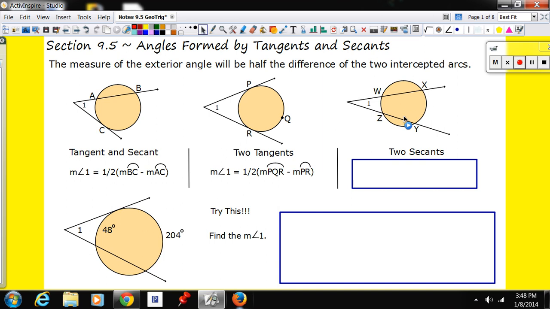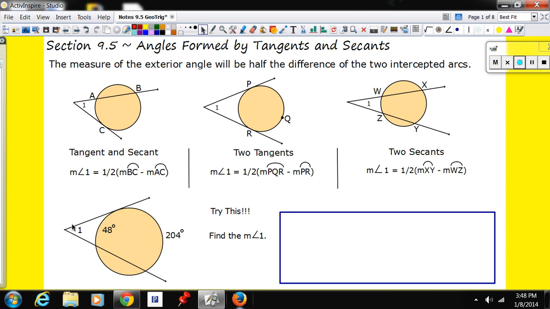What about if you've got two secants where just part of the circle's in between? You're going to take your bigger arc minus your smaller arc and divide it by 2, or cut it in half, and you'll get your outside angle. So that's your three options here. You've got a tangent and a secant, one of each. You've got either two tangents or you've got two secants.